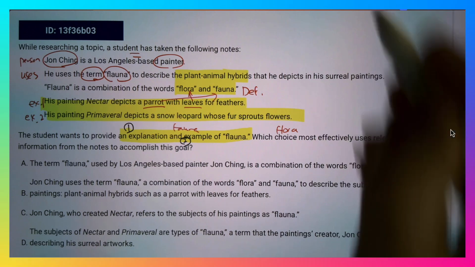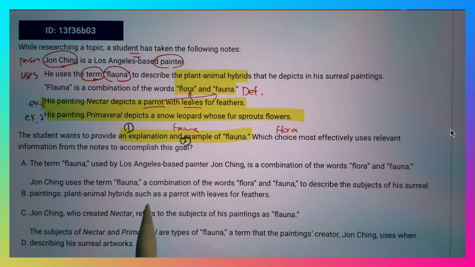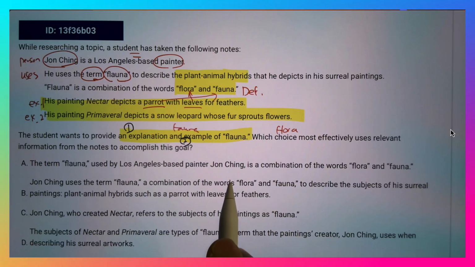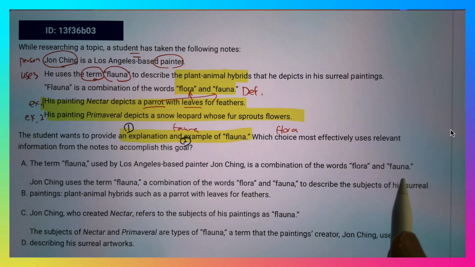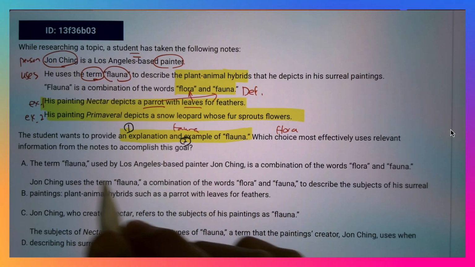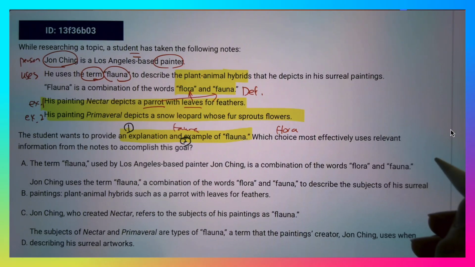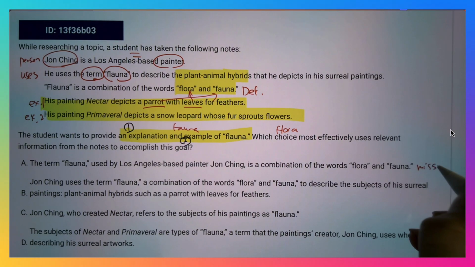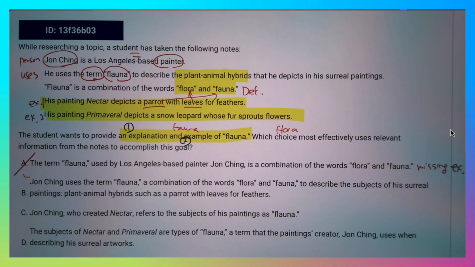So let's look at choice A. The term fauna used by Los Angeles-based painter John Ching is a combination of the words flora and fauna. So this one did give the explanation of what fauna is, but it's missing the example. So A is out.